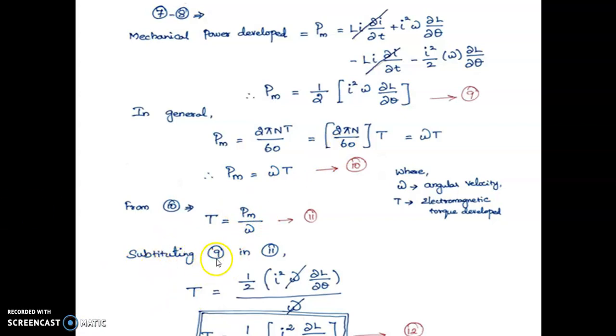Now, substituting the expression for Pm from the 9th equation, we can calculate the torque value. So, substituting 9 in 11, we will be getting T is equivalent to half i²ω ∂L/∂θ, the whole divided by ω. So the ω and ω will be cancelled. So the final expression for electromagnetic torque T is equal to 1 by 2 into i² ∂L/∂θ, and this is assumed as equation number 12. This is the final expression for the torque produced in the switched reluctance motor.